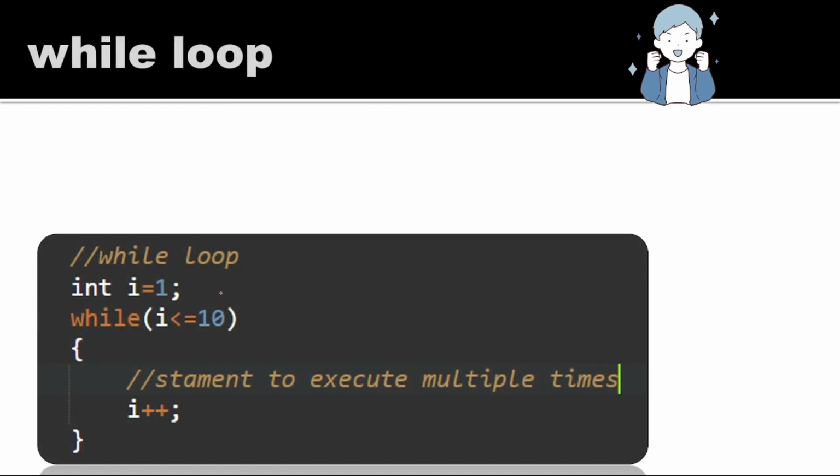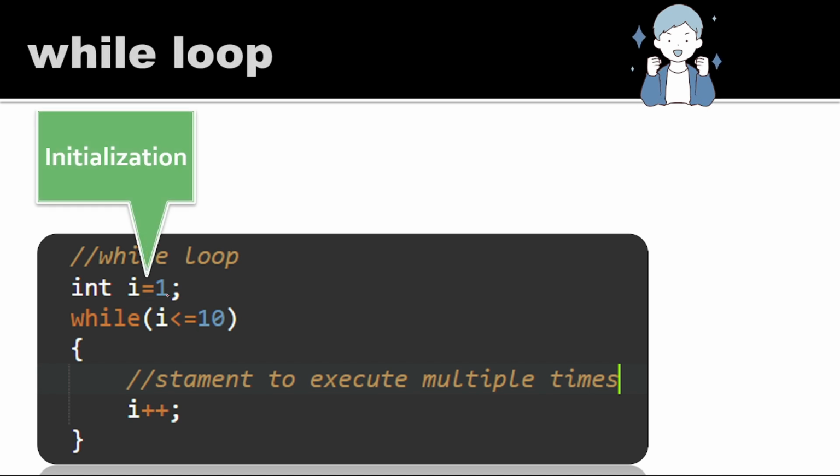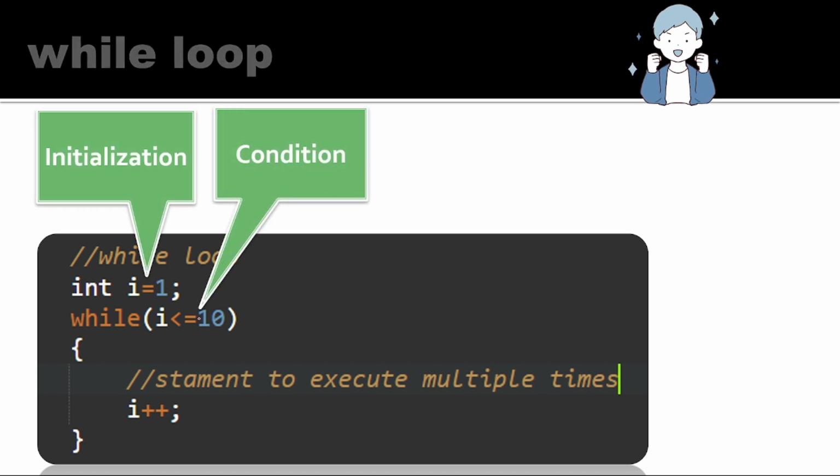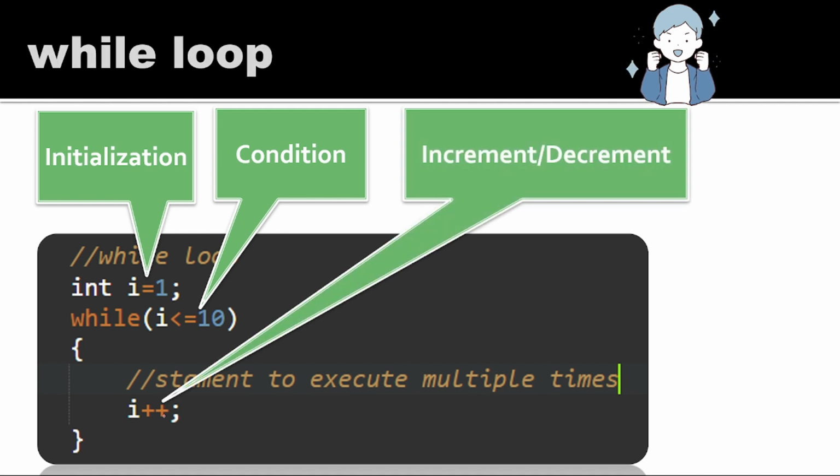Going to the while loop. The while loop is very much similar to the for loop. Here it is initialization: you say i is 1, and then you say i goes until 10, and then you repeat your statements. Finally, at the end of this loop, just before closing the curly braces, you are incrementing or decrementing the value. This is the way you can write your while loop.